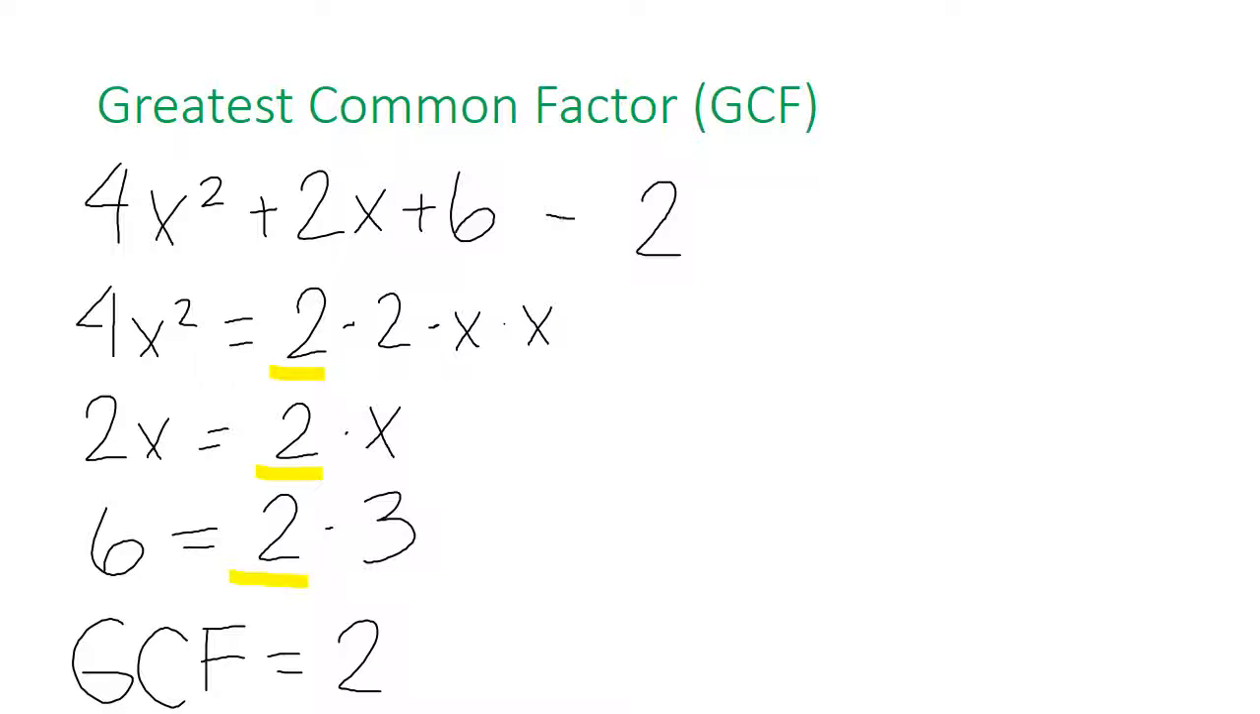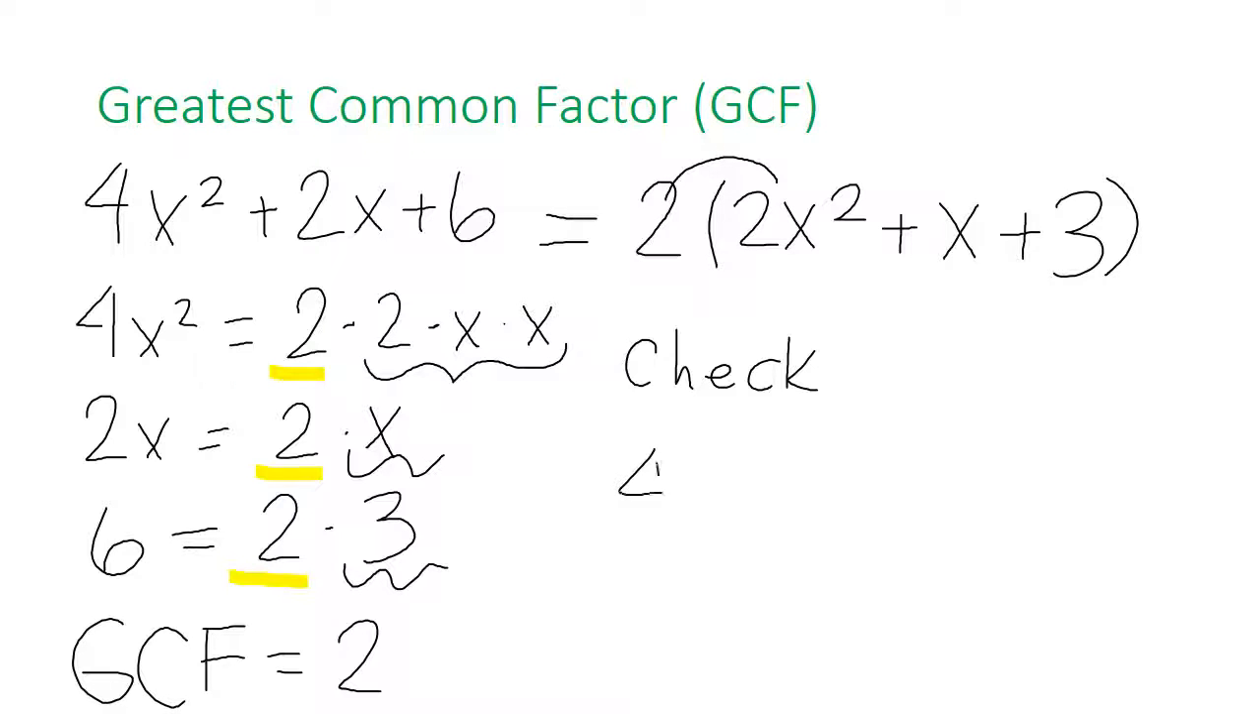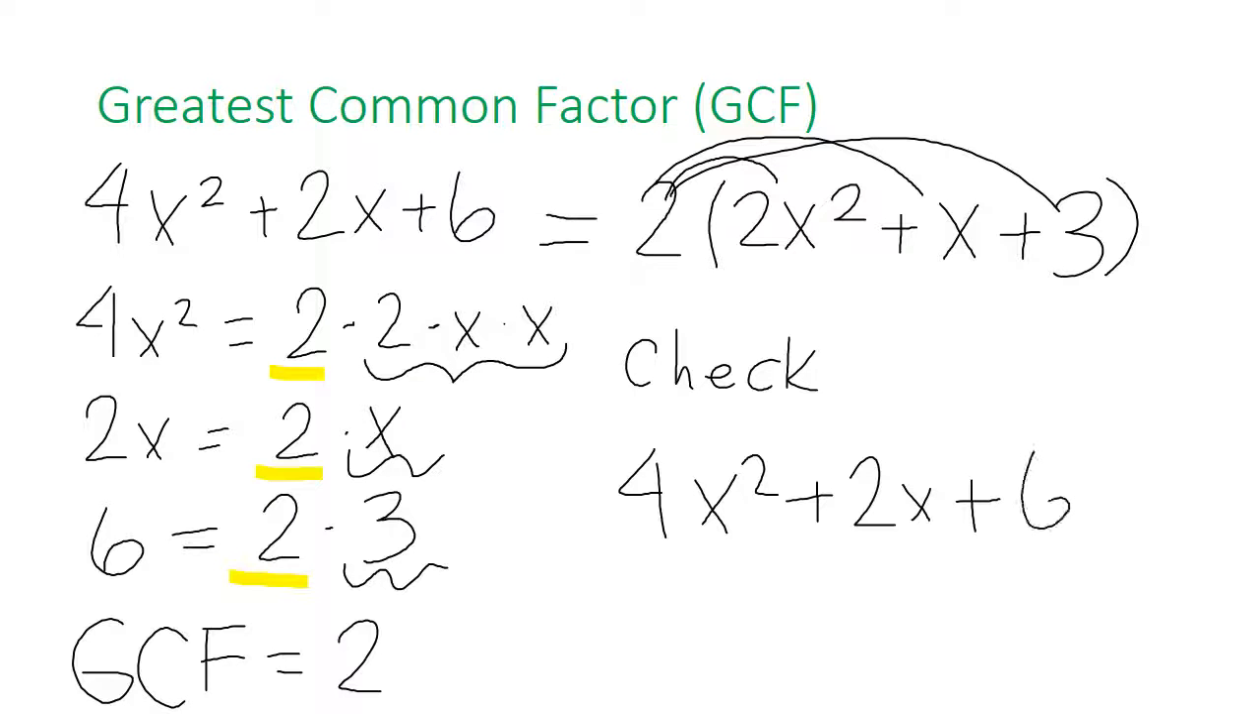So if we factor, the trinomial will be the same as 2 times a remainder, which is 2x squared, plus 2 times a remainder, which is x, and 2 times the remainder, which is 3. Our final step will be to check our product by distributing. 2 times 2x squared is equal to 4x squared. 2 times x is equal to 2x, and 2 times 3 is equal to 6.